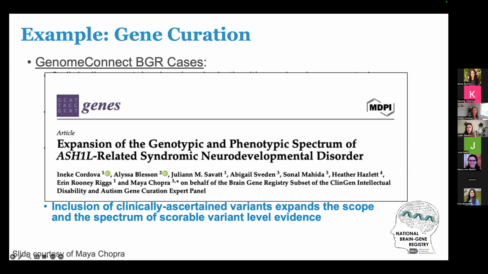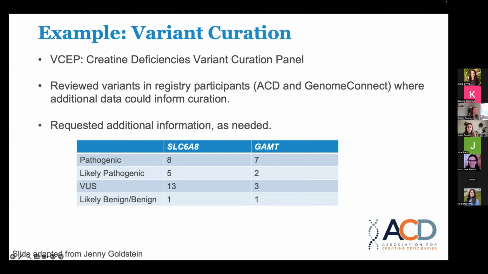And I just want to give a shout out to one of our genetic counseling assistants, Inica Cordova, who many of you might have interacted with previously on some of the curation panels, who ultimately wrote this work up, and the ASH1L variants that were shared from GenomeConnect in the BGR. So all in all, gene curation may give you additional cases, additional variants, and additional phenotypic information. So now moving on to the variant curation example, and again, thanks to Jenny Goldstein for these.